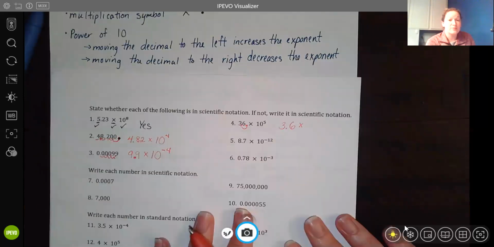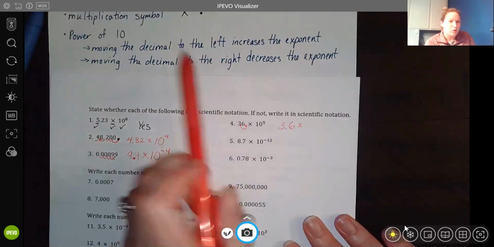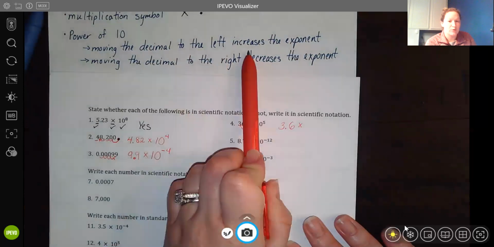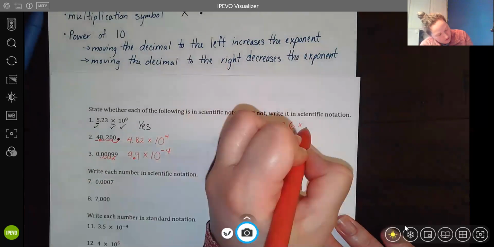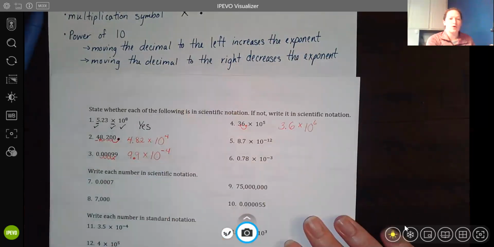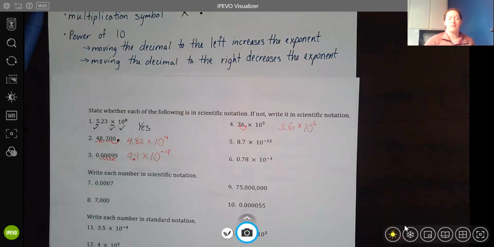Now I move my decimal to the left. So I am increasing my exponent. So it's going to push that 10 to the 5th to become 10 to the 6th because I moved it 1 time. So I bump it up from 5, 1 up to 6.